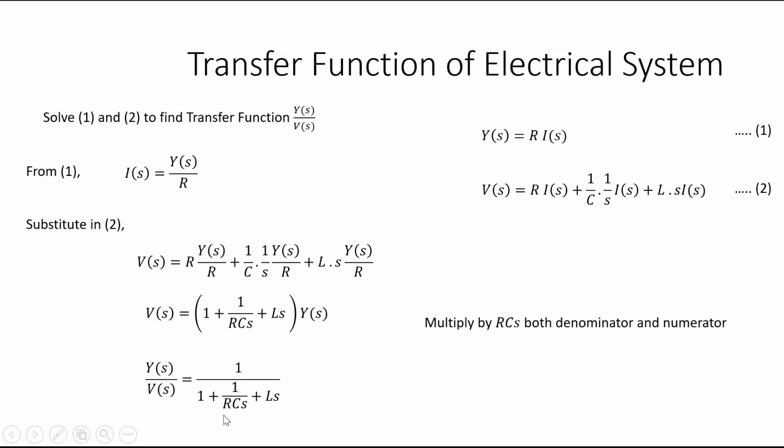We can simplify this by multiplying RCs in both numerator and denominator. So it becomes like this, and finally, rearranging, we will get Y(s)/V(s), that is, the transfer function, as RCs over (RLC s squared plus RCs plus 1). So with this we can wind up the session. Thank you.